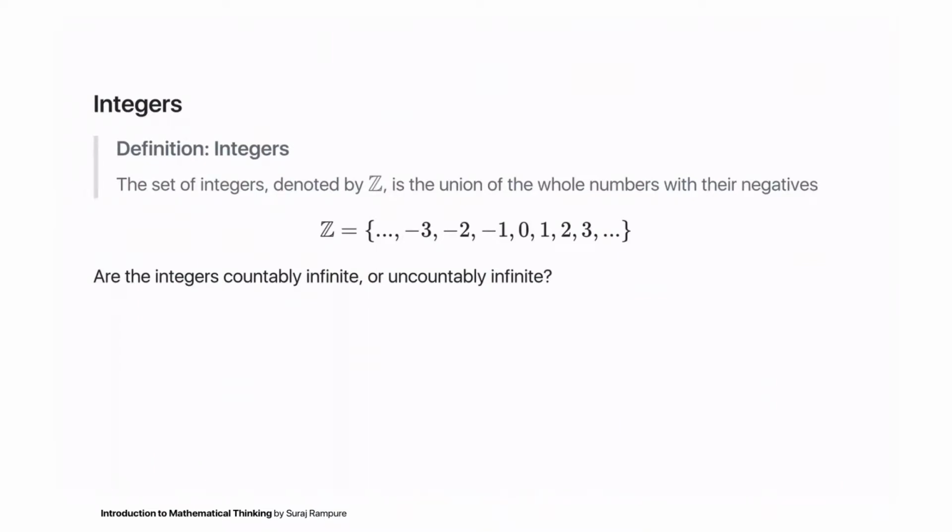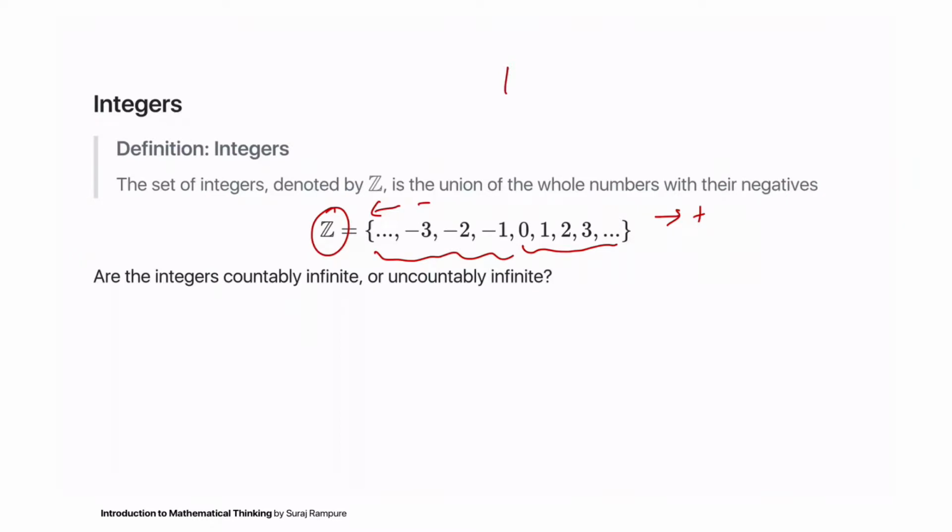So now we've already talked about the natural numbers and the whole numbers. So the next set of numbers that comes after that are the integers. Okay, so we denote the set of integers by this fancy Z, and it's the union of the whole numbers along with their negatives. Right, so we have 0, then +1, +2, +3, so on and so forth, and then -1, -2, -3, and so on and so forth. So it extends infinitely in both the positive and the negative directions, okay?